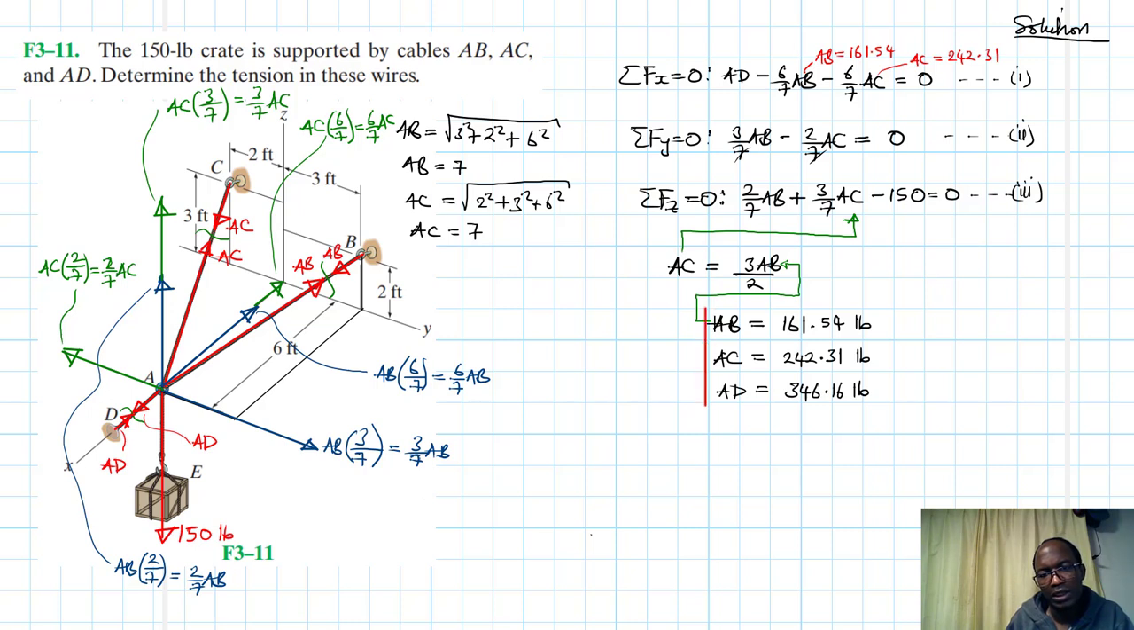Let me just outline the solutions. We have found the values of AD. We found AD, AC, and AB using this particular method.